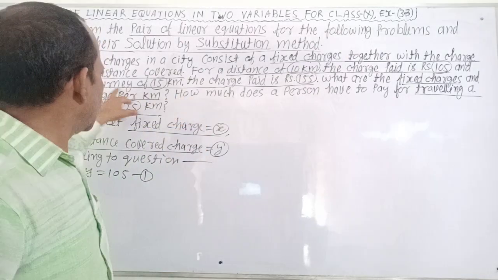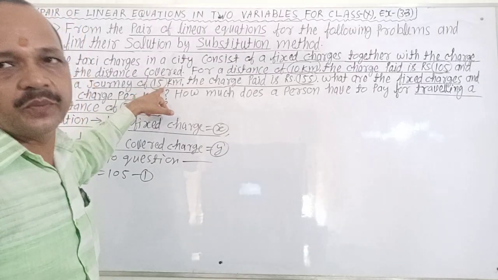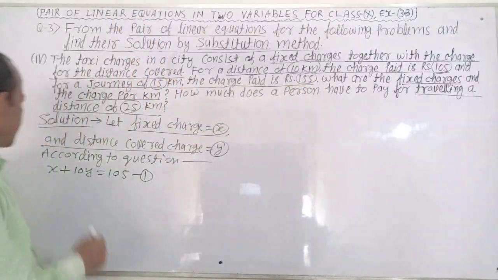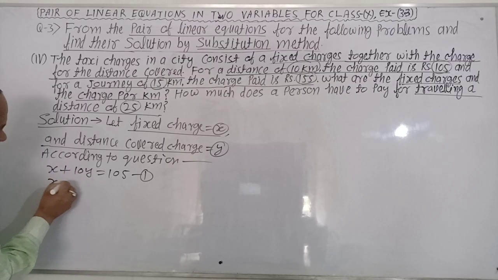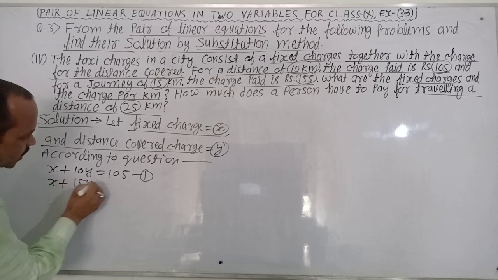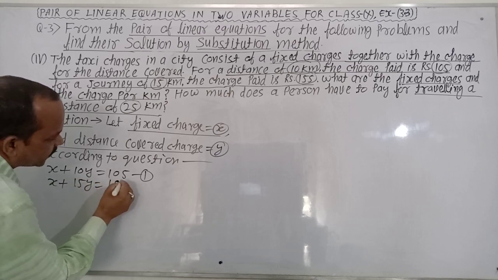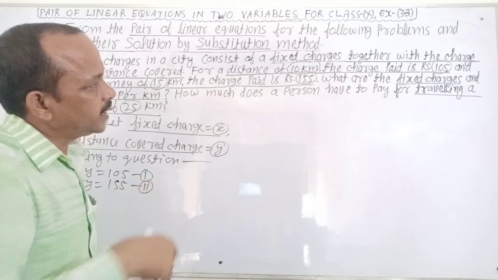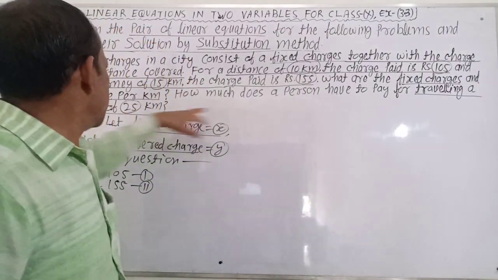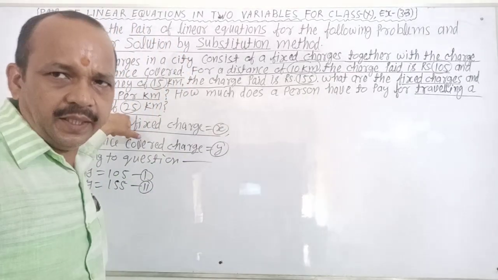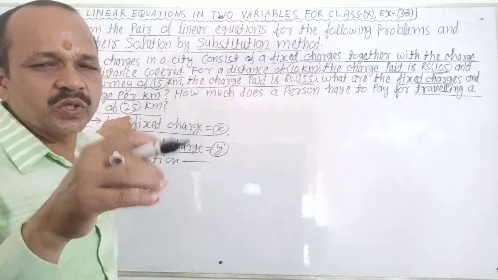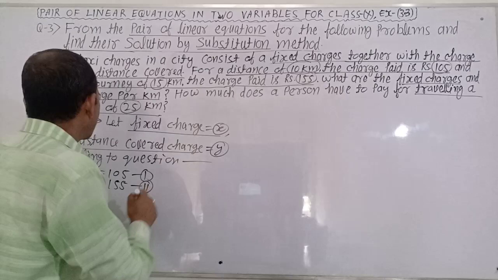According to the second situation, distance covered 15 km, total charges 155. x plus 15y equal to 155. Equation second. According to the third situation, distance covered 25 km. You find the total charges. Clear?